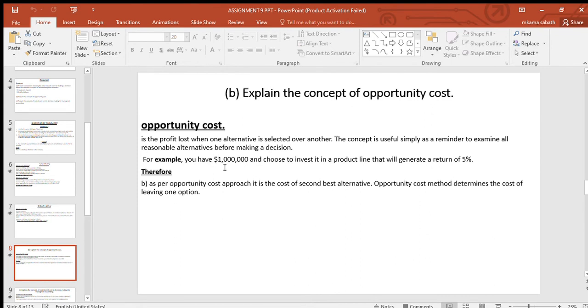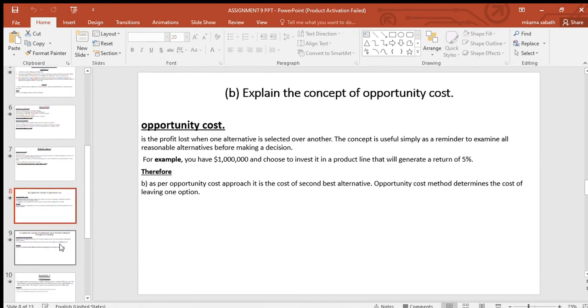For example, you have $1 million and choose to invest in a product line that will generate a return of 5%. The 5% will be given according to the contract whereby you and the firm have agreed, whereby it will be given annually or monthly, it depends. So therefore, as an opportunity cost approach, it is the cost of the second best alternative, whereby the opportunity cost will determine the cost of leaving one option.